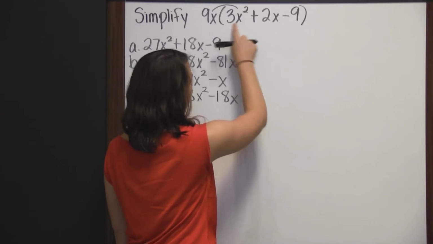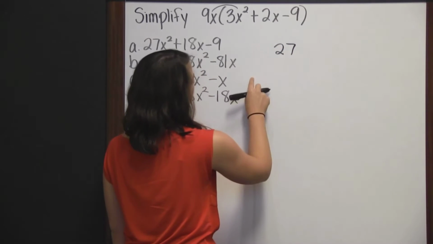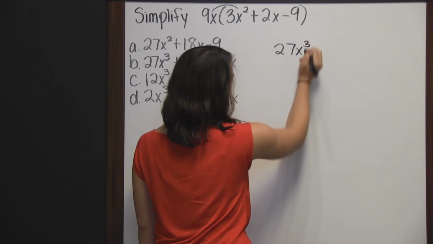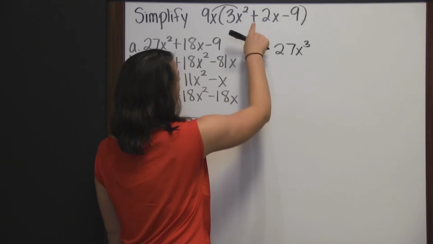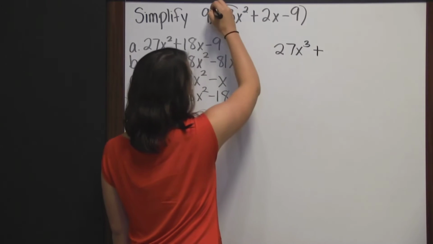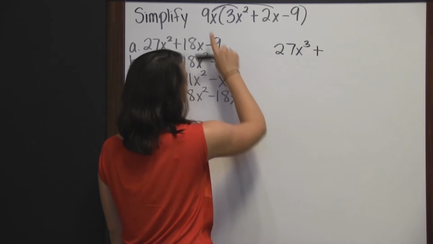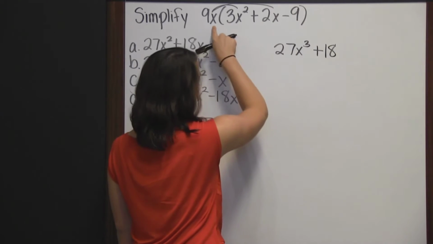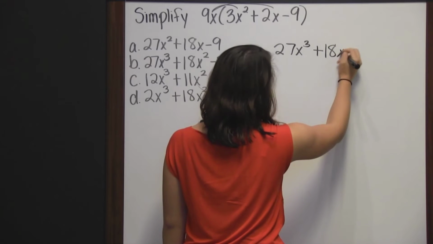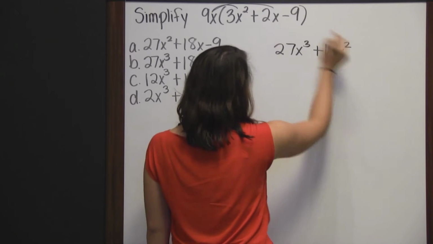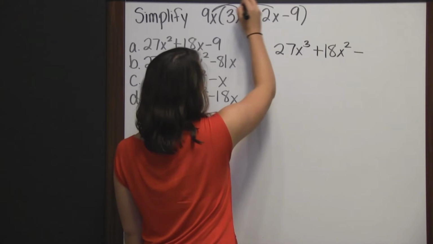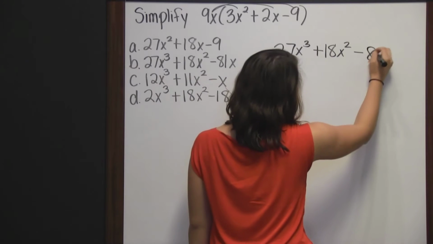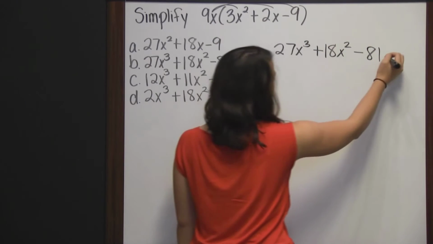9 times 3 is 27. X times x squared is x cubed. Plus 9x times 2x, 9 times 2 is 18. X times x is x squared. Minus 9x times 9. 9 times 9 is 81. X.